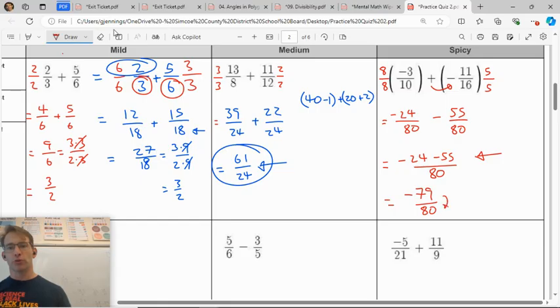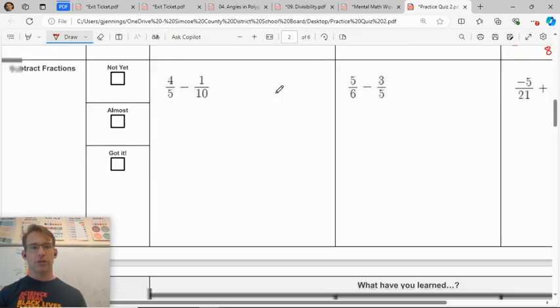I mean, if your numerator is one away from your denominator, you hardly need to check for common factors because there ain't none. And 79 is prime anyway. Yeah. So let's keep going. All right. So that's our final answer, negative 79 on 80. So now let's take a look at fraction subtraction.